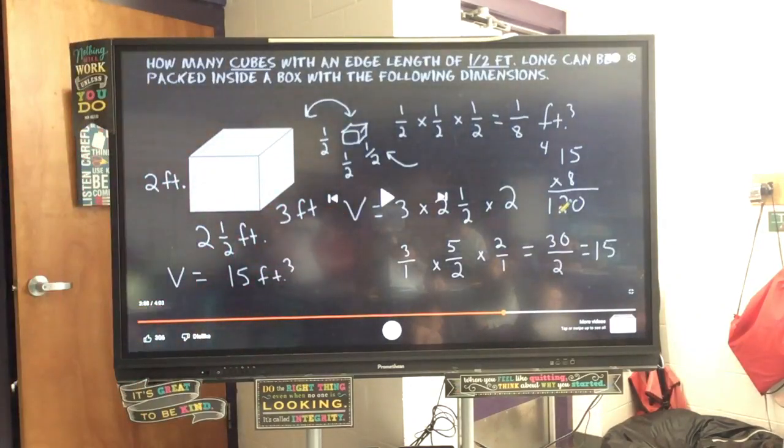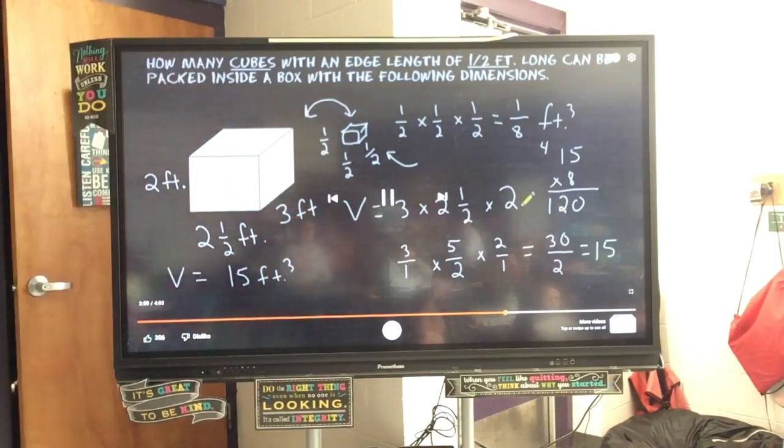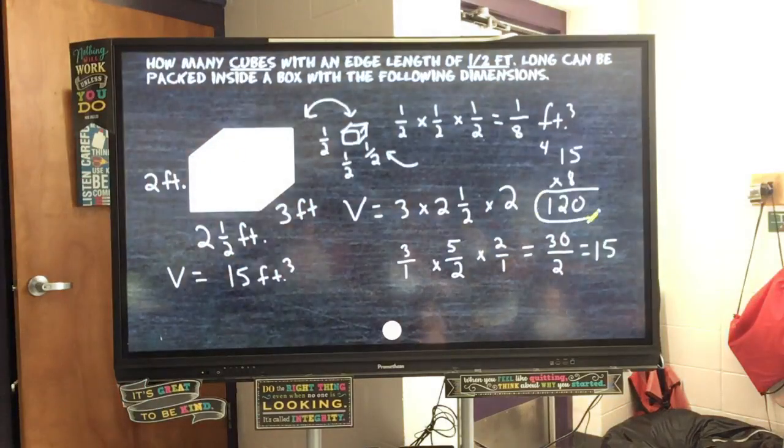Do you guys understand where he came up with knowing that it takes 8 of those small boxes to fit in 1 cubic foot? Who does not understand that? So it would take 120 cubes with an edge length of half of a foot to completely pack the shown box with the given dimensions.